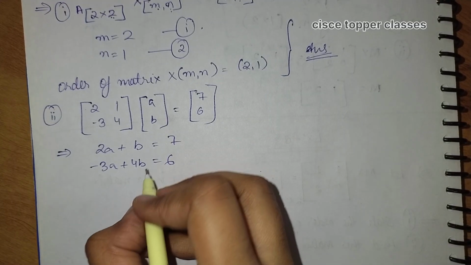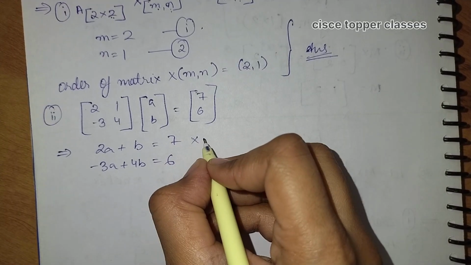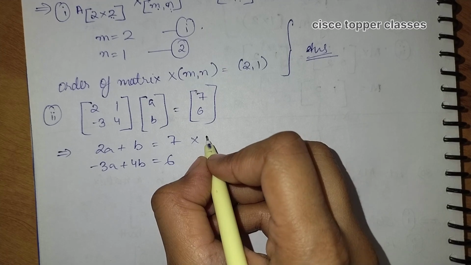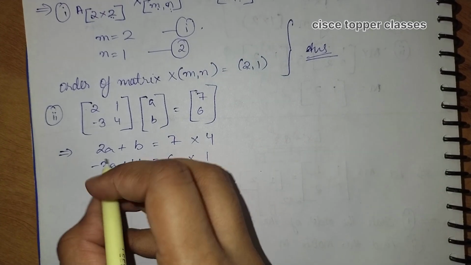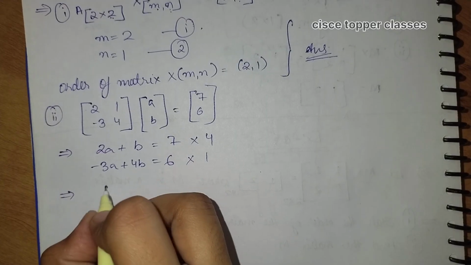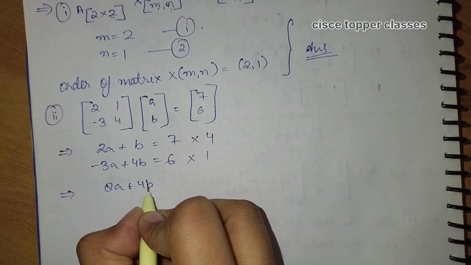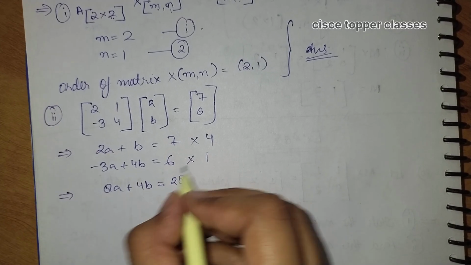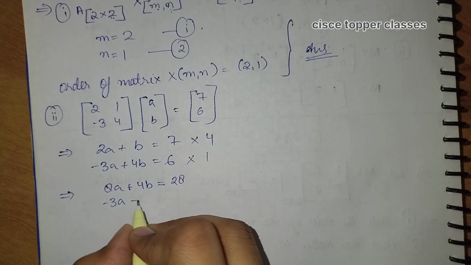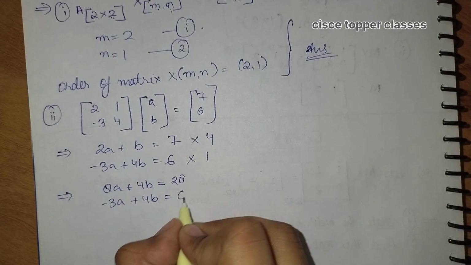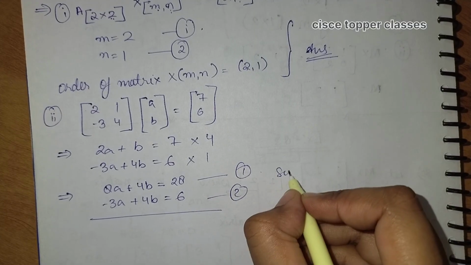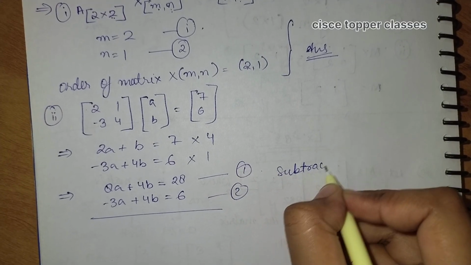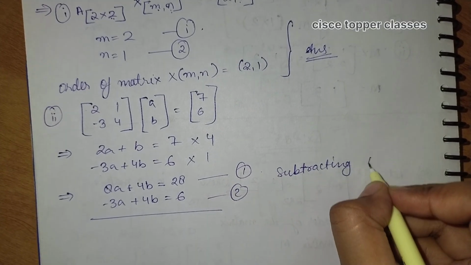Simply on solving now, firstly we will multiply here with 4, and here we will multiply it by 1 only. So this will become 8a plus 4b equal to 28. Here it will become 3a plus 4b equal to 6. Subtracting both equations, first and second, we will get the values of a and b.